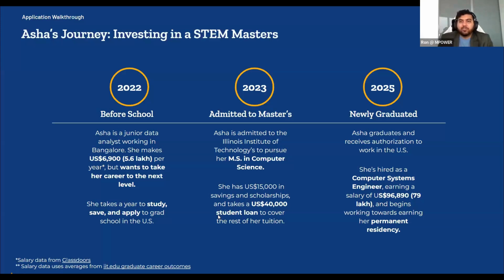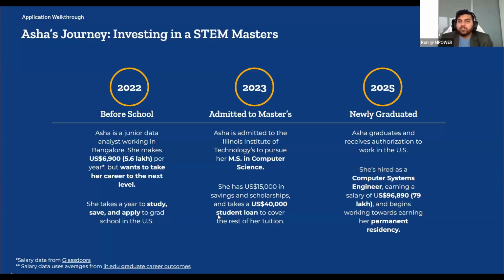And so obviously everyone knows the program in computer science is going to be a little bit expensive. So the cost of this entire program is around say $60,000, including tuition, living expenses, everything. So currently she has around $15,000 in savings and scholarships, and she takes a $40,000 loan to complete her education. And that $40,000 loan, in this example, let's assume she takes it from Empower.